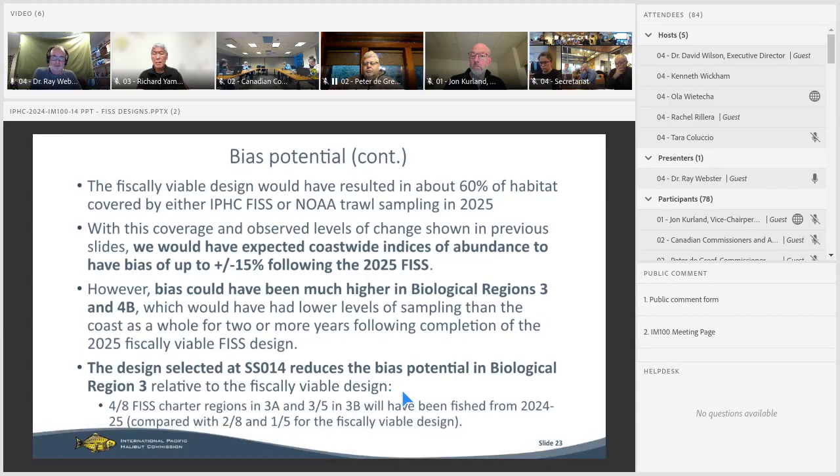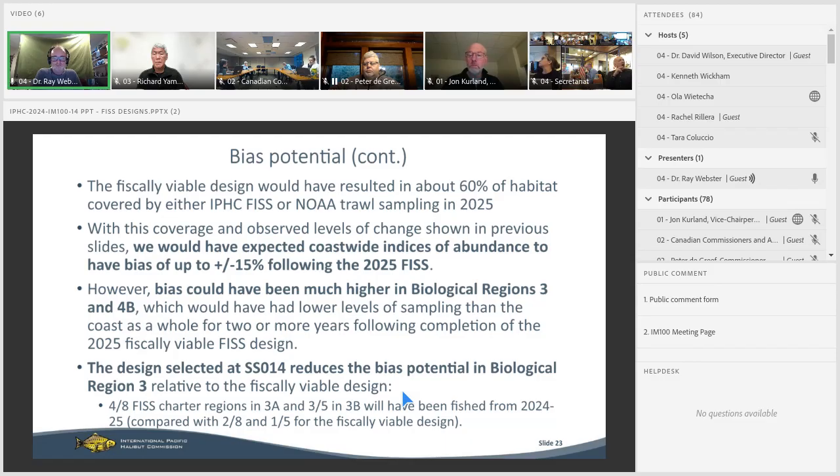So the fiscally viable design would have resulted in about 60% of habitat covered by the FIS or NOAA trawl sampling in 2025, with the bulk of that coming from NOAA trawl sampling. With this coverage and observed levels of change shown in previous slides, we would have expected coastwide indices of abundance to have bias of up to plus or minus 15% following the 2025 FIS. However, bias could have been much higher in biological region 3 and 4B, which would have had lower levels of sampling than the coast as a whole for 2 or more years following completion of the 2025 fiscally viable FIS design. Now, that was not the design selected ultimately at the special session.